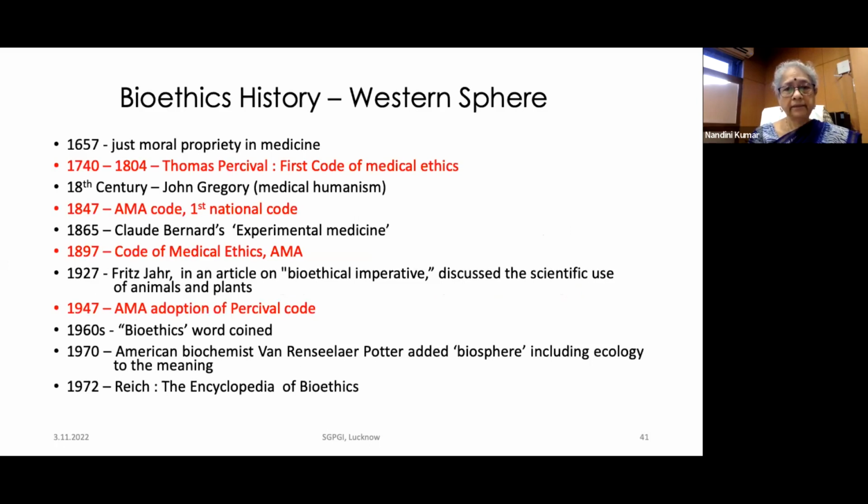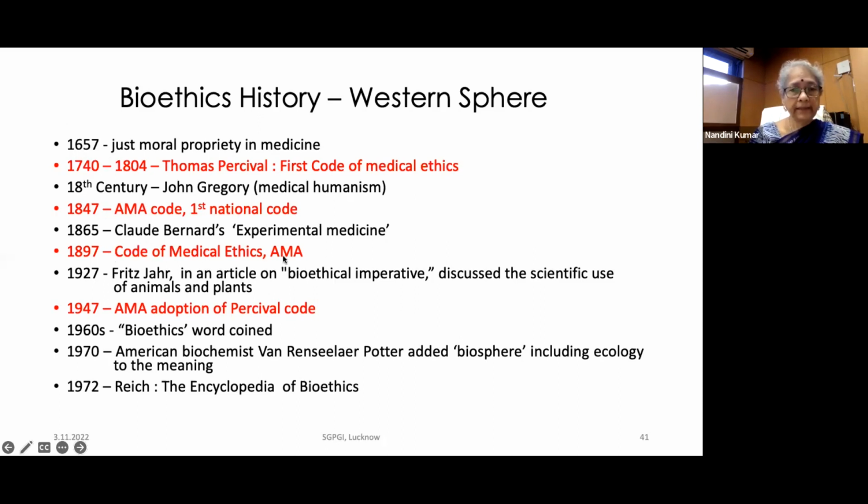Coming to bioethics, international guidelines now. When we talk about bioethics in our country, we can say that it was centuries ago the codes were laid by the traditional medicine practitioners. But when we talk of the Western principles, it developed much, much later, in the 17th century. Thomas Percival is an important person because he laid the ground for the first code of medical ethics. Then, several years later, the American Medical Association made its first national code. Why I'm emphasizing this, you will understand later.